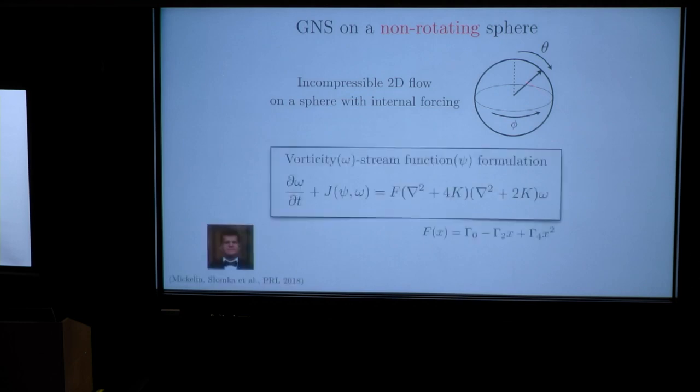And so in the previous paper, Jonas Slomka basically derived the GNS dynamics on a sphere, and he expressed the equations in terms of vorticity omega and stream function psi. And this is just like Navier-Stokes on the left side, and on the right side you have this F that provides an internal driving. So that's really just the key difference that we are adding into this system. And this F is essentially this polynomial with these phenomenological parameters, which are the gammas.